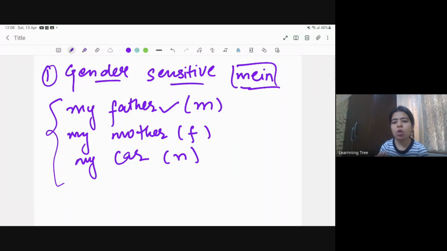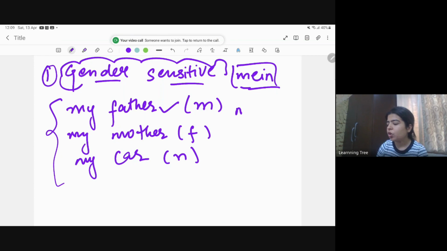If we want to say your, I can say your pen, your sister, your brother. So I'm using your. But German doesn't work like that. The possessive pronouns will keep on changing with change in gender. So this is the first difference between English and German, that German is said to be a gender sensitive language. And what do we mean by gender sensitive? That possessive pronouns change with change in gender.